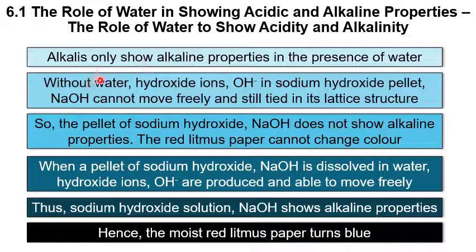For the conclusion, alkalis only show alkaline properties in the presence of water. Without water, hydroxide ions in the sodium hydroxide pellet cannot move freely and are still tight in the lattice structure. So the pellet of sodium hydroxide doesn't show alkaline properties, and the red litmus paper cannot change color. When a pellet of sodium hydroxide is dissolved in water, hydroxide ions are produced and able to move freely. Thus, sodium hydroxide solution shows alkaline properties. Hence, the moist red litmus paper turns blue.